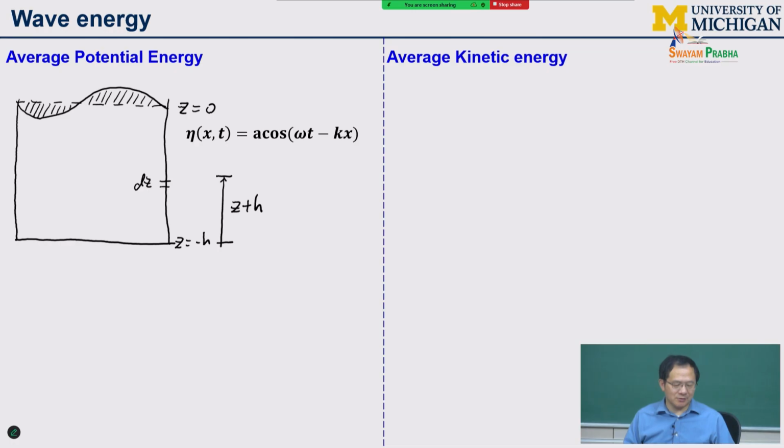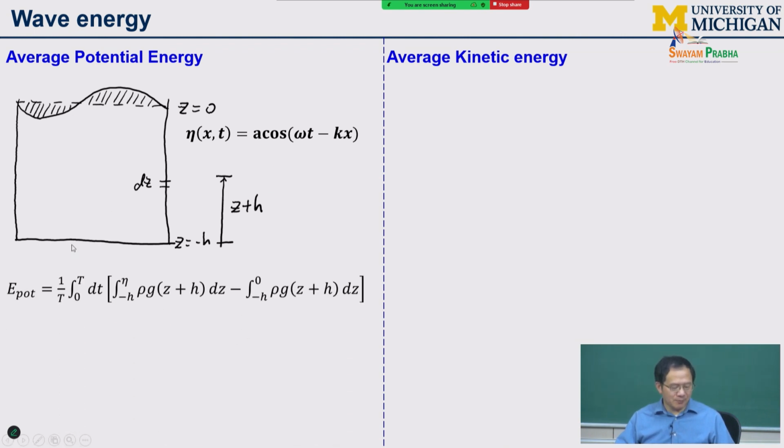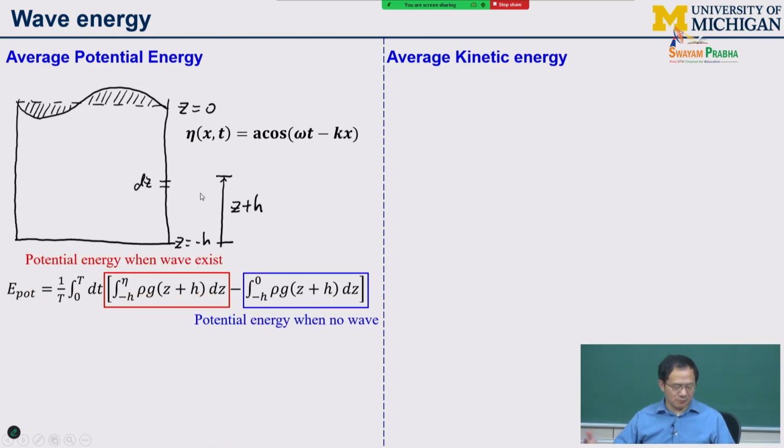Where's the potential energy? You can think of it this way: the water moves up and down with a certain amplitude A at the surface, and under the surface the amplitude decreases. Keep that in mind. The potential energy is the integration of rho g h. There is also the rho g h integration for still water, when there's no wave, on the other side, and then when you integrate, you will find something very interesting.